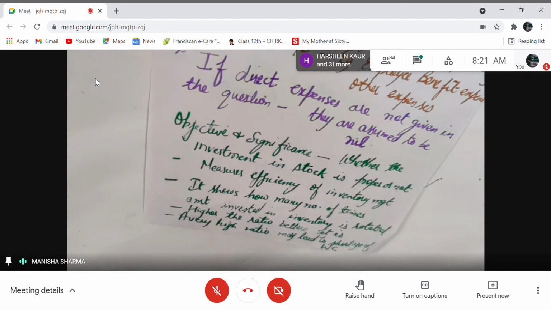Now, too high is also not good. A very high ratio may lead to shortage of working capital. If it is 3-4 times, it's good enough. But if it is too high, 10 times, 12 times, 8 times, 7 times, don't take it. Ma'am said higher the better. Higher the better, always higher the better.